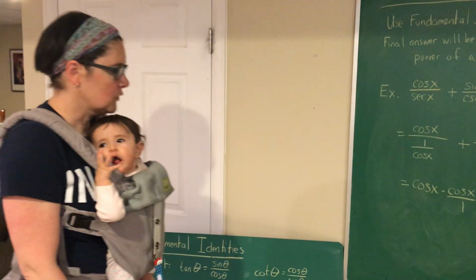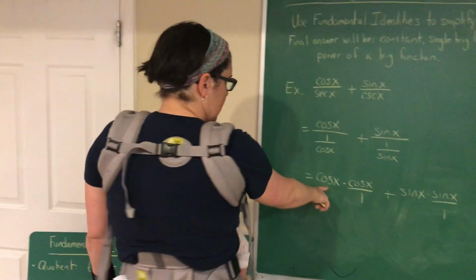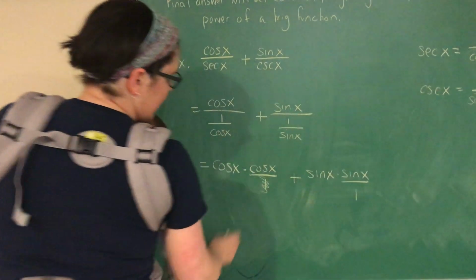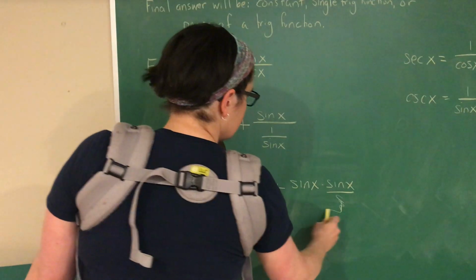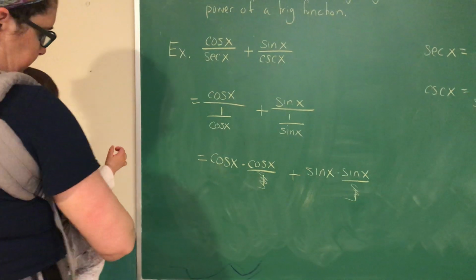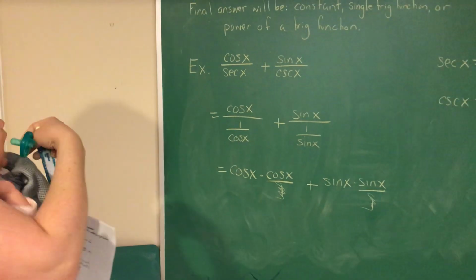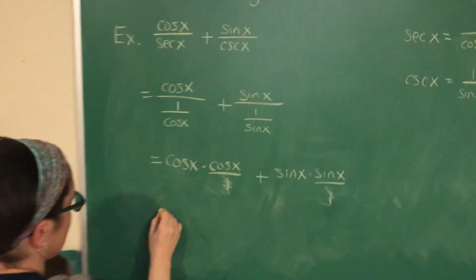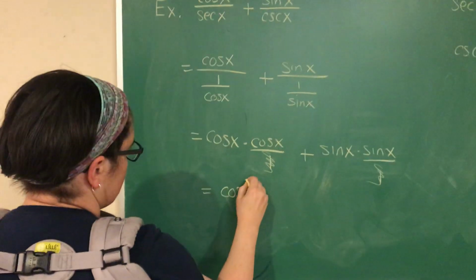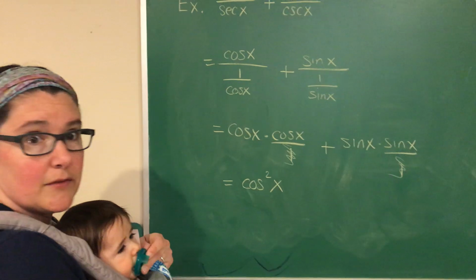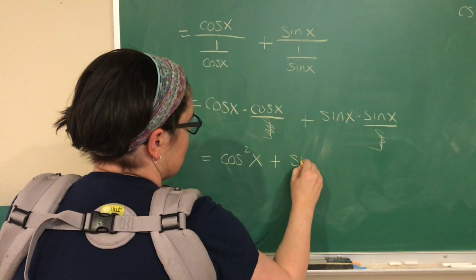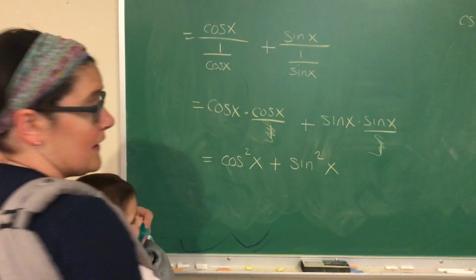All right, great. Cosine of x times cosine of x over 1. I don't really need to worry about the 1 in the bottom. I can ignore it. And what the cool kids do is they look at this and say, all right, cosine of x times cosine of x, that's the same as cosine squared x. Sine of x times sine of x, that's the same thing as sine squared x.